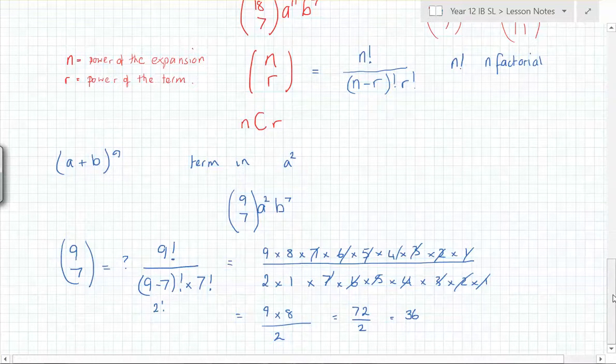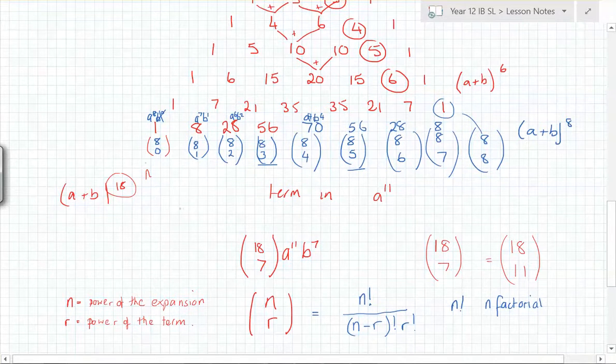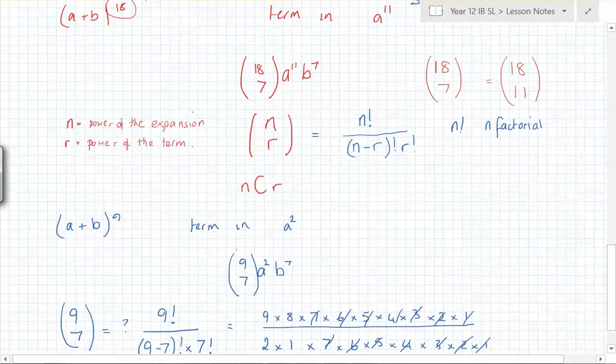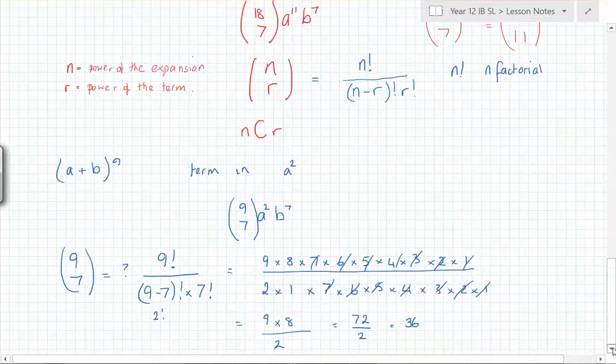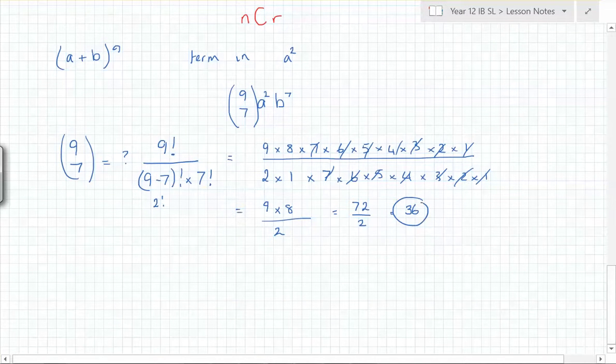Should we just check? Up here, look. 9C0 is 1. So we'll go up here. We've got a 1 there. So that's 9C9 would be 1. 9C8 would be 9. 9C7 would be 28 plus 8 makes 36. So we agree. That gave us the right answer. Right. 36 is the correct answer.